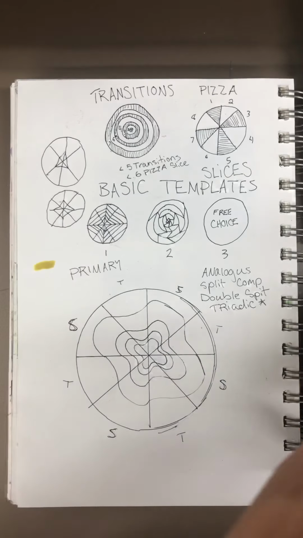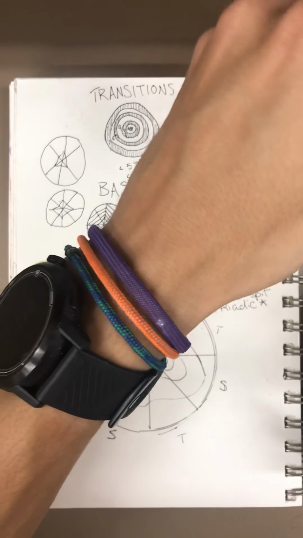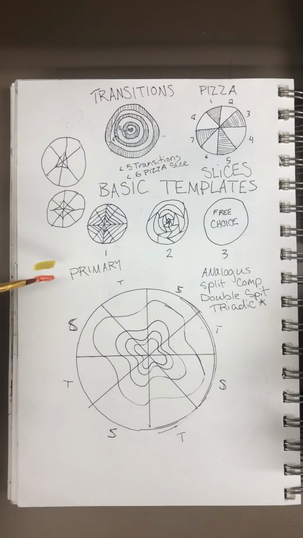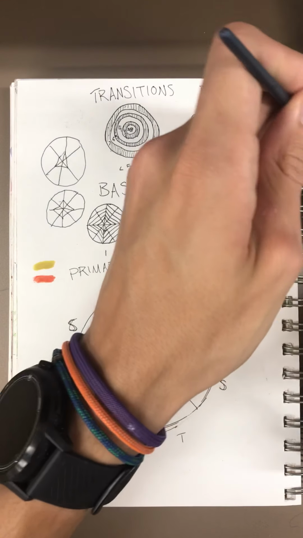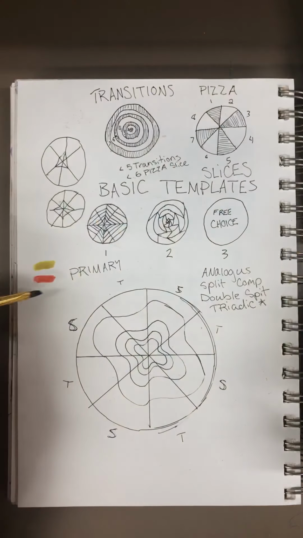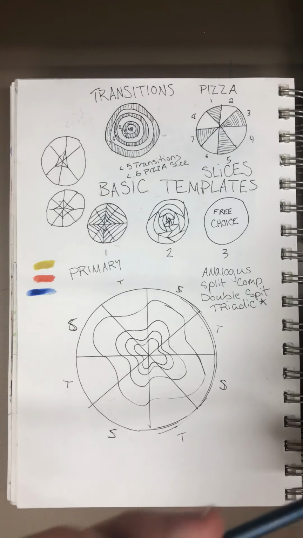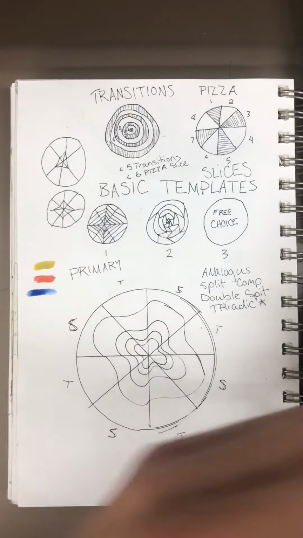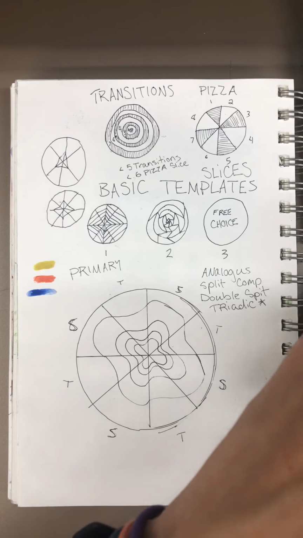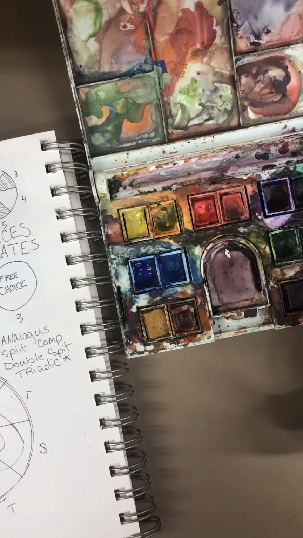So I'm going to use yellow. I'm going to use red. And I'm going to use blue. So that's my color scheme that I want to go with. Now, if you want to create tints of these colors, remember that creating tints within watercolor just means that you're adding more water to your color.